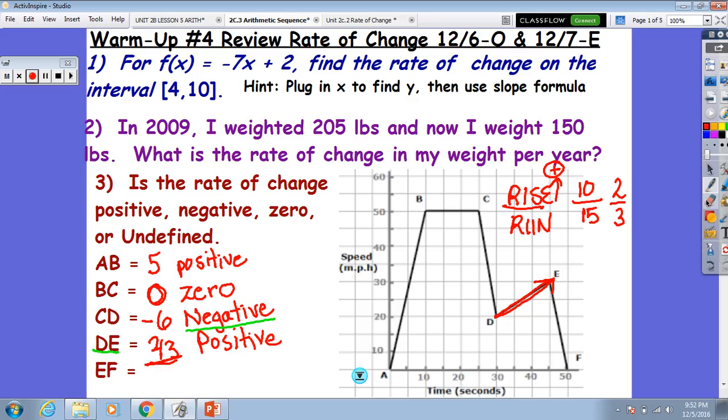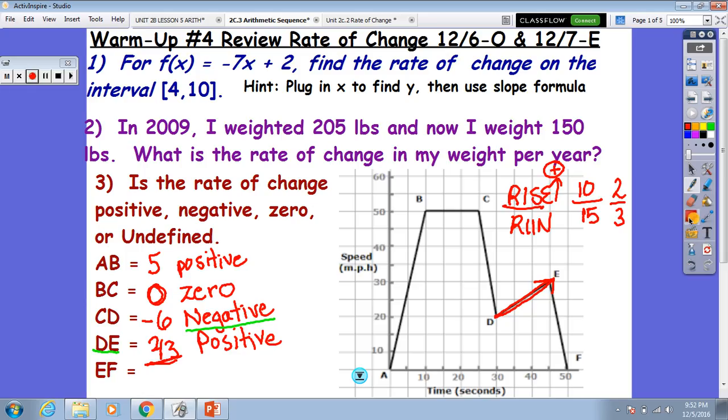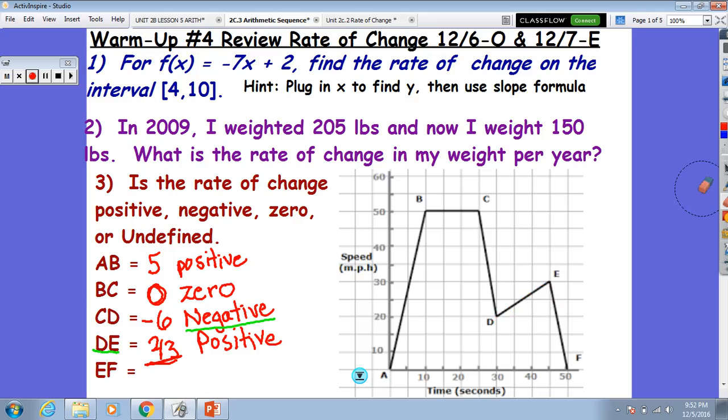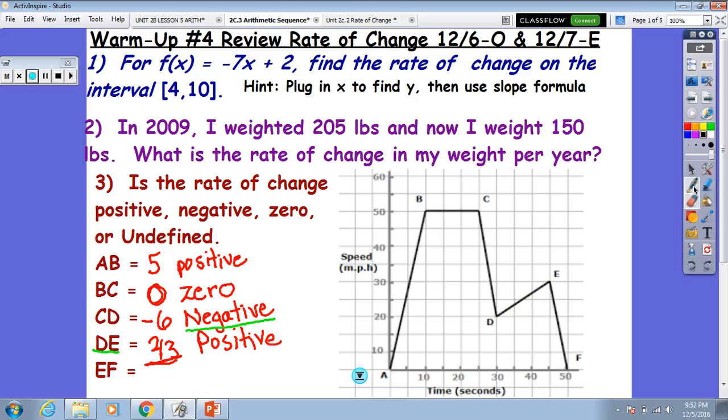Alright, we have one more to do, and then we will be done with our review warm-up. So the lesson today is going to be a review on rate of change to make sure that you've got this before you go to your CDA. You probably have about 6 or 7 problems that are just rate of change. Alright, we're not done, so let's focus, please.